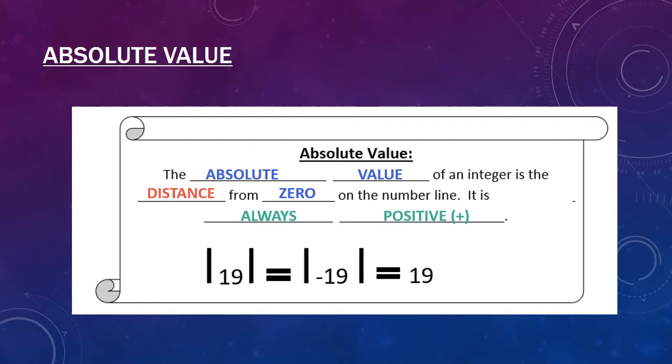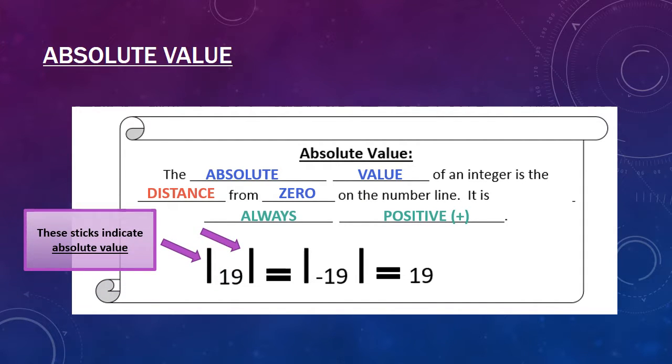And we use a special notation to show absolute value. If you can in your notes, I want you to draw some arrows and say that these sticks, these straight lines on either side of 19 and on negative 19, are used to show or indicate absolute value. So it's read as the absolute value of 19 equals the absolute value of negative 19, because they're both the same distance from 0, but on opposite sides. And we know that the absolute value, or the distance from 0, of negative 19 and 19 is just 19. It's always positive.